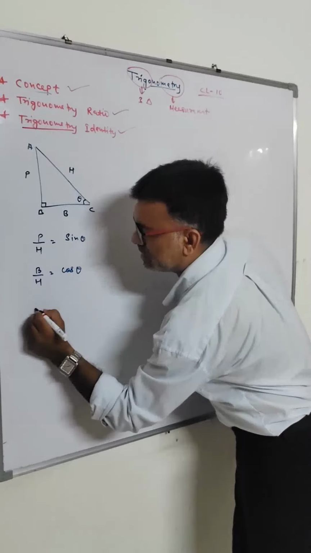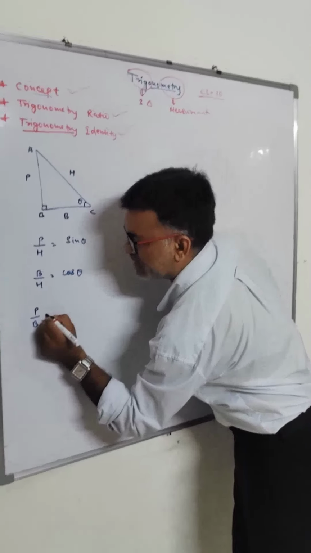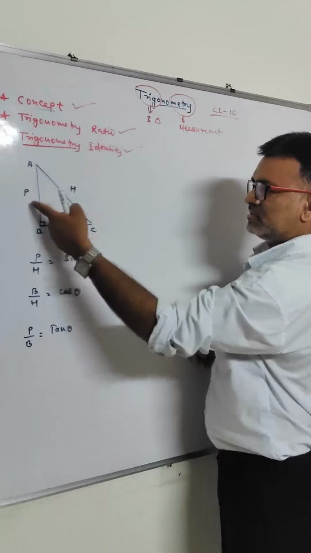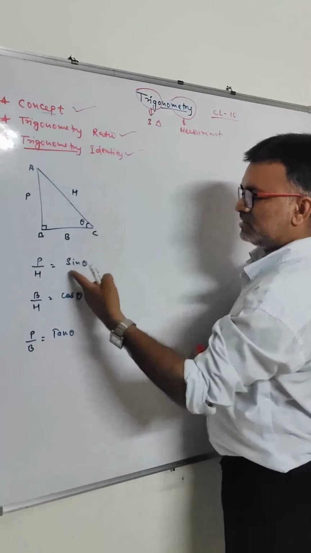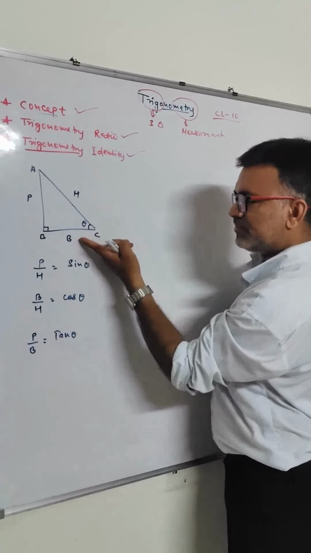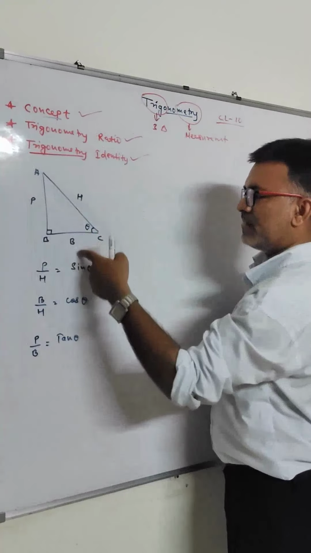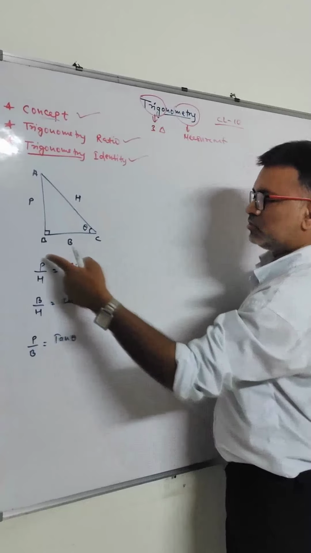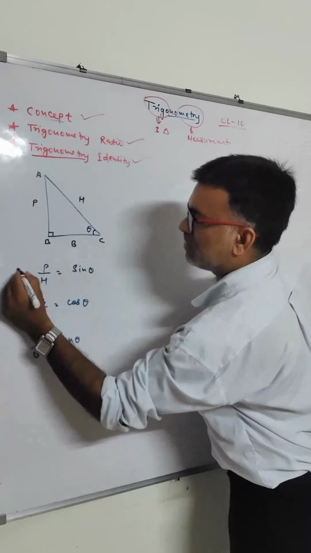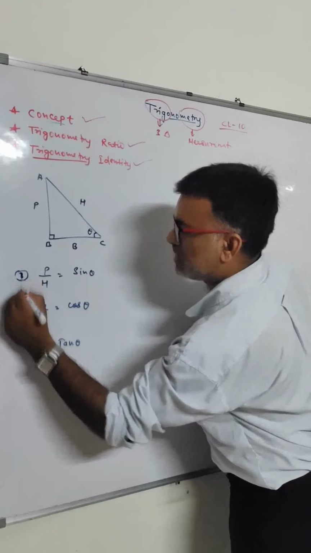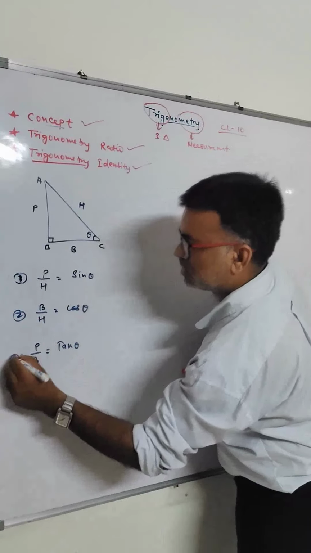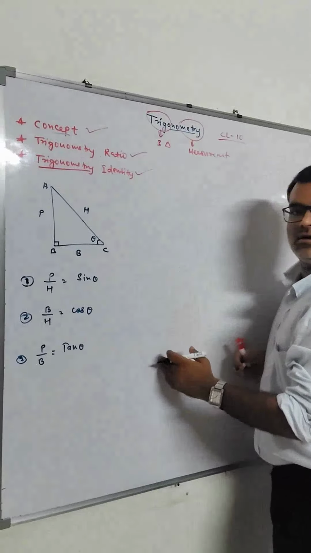I am writing this side P upon H. This is called sin theta. I am writing this base upon hypotenuse, and that is called cos theta. And if I am writing P by B, then this is called tan theta. So these are the three basic formulas. These are the three basic trigonometric ratios. इसके बाद और तीन और आते हैं, ठीक है?